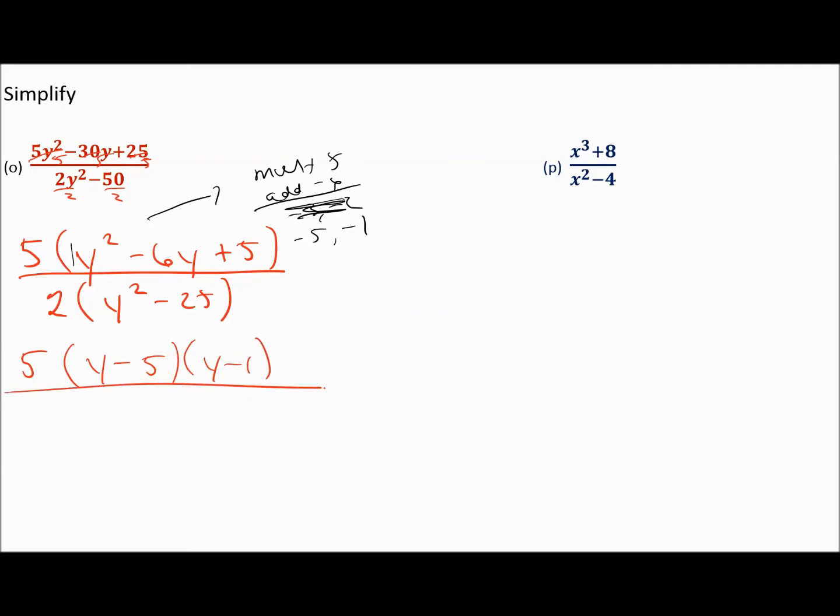Again, I did that quickly, so let's check. Y times y is y squared. Y times negative 1 is negative y. That's going to be a negative 5y. Those add to be negative 6y. Negative 5 times negative 1 is positive 5, so that checks.